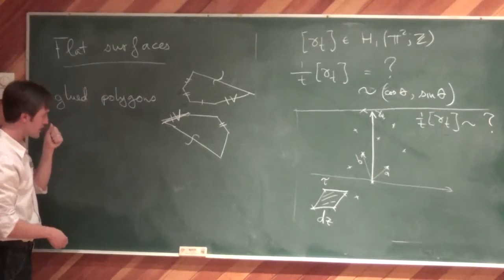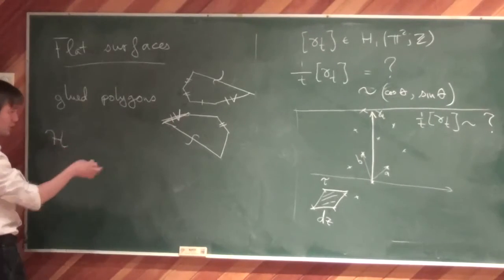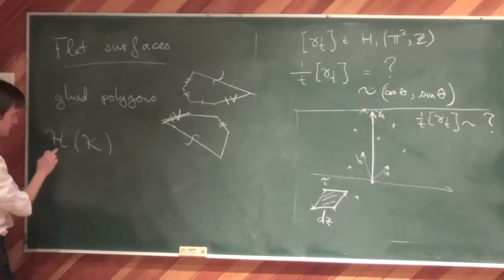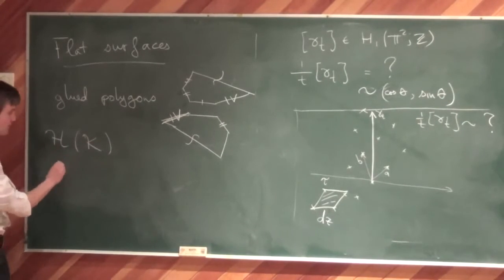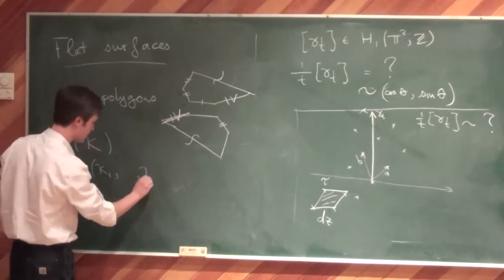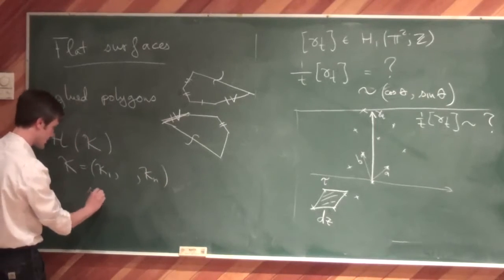So you get some surface like this, and the general situation is, the totality of such things is usually called the strata, and it's this letter H with index kappa. So kappa is a multi-index, so you have K1 up to Kn. These are singularities.